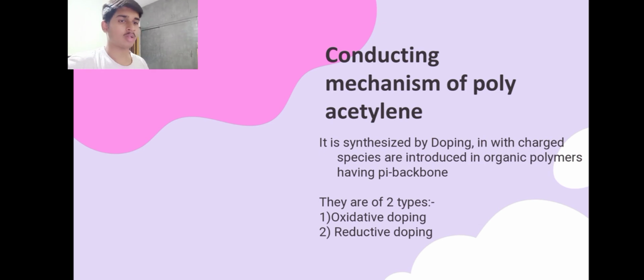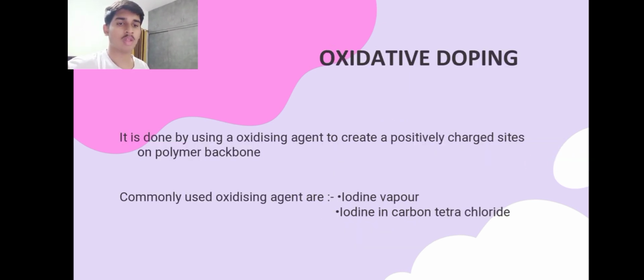So the conducting mechanism of polyacetylene is a very important question which may appear in the VTU examination. It is made conducting by doping, in which charged species are introduced into an organic polymer having a pi backbone. There are two types of doping done in polyacetylene: oxidative doping and reductive doping. Oxidative doping is done by using an oxidizing agent to create a positively charged site on the polymer backbone, in which electrons can come and accommodate the positive charge to balance it. Commonly used oxidizing agents are iodine vapor and iodine in carbon tetrachloride, which is CCl4.